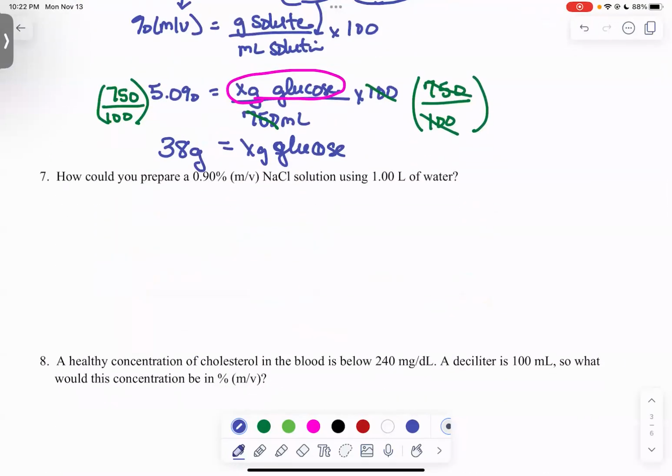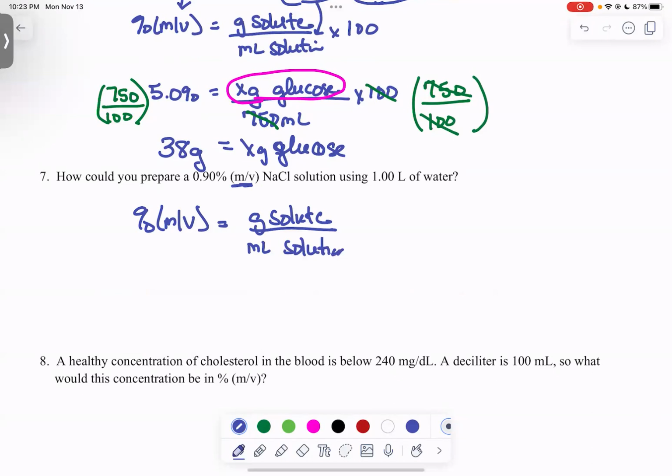How could you prepare a 0.9% mass by volume NaCl solution using 1 liter of water? So again, I'm going to start out with the formula that I know, this mass by volume percent. And as many times as you write it, it's fine. Just make sure you write your formula and then you plug in wherever your numbers should go. Okay, so I want to make a 0.90% mass by volume solution using 1 liter of water.